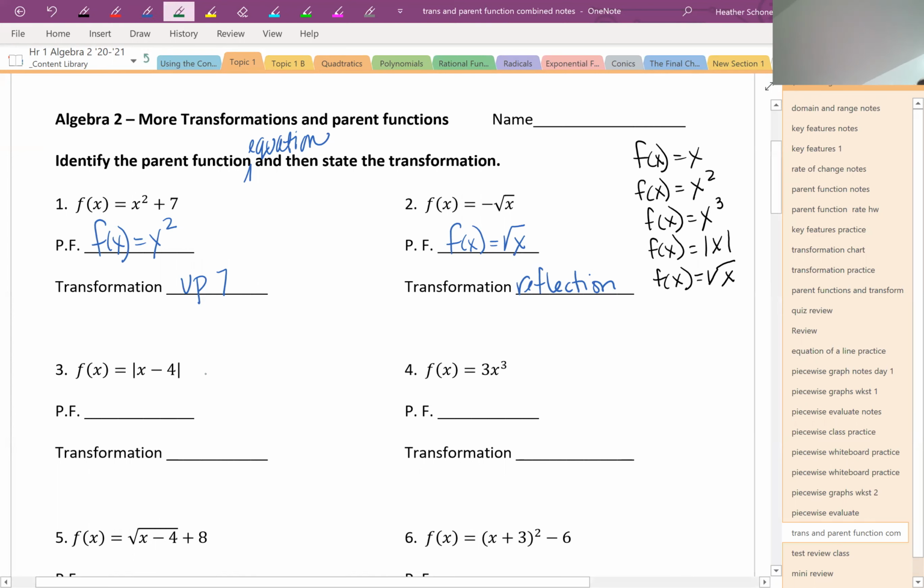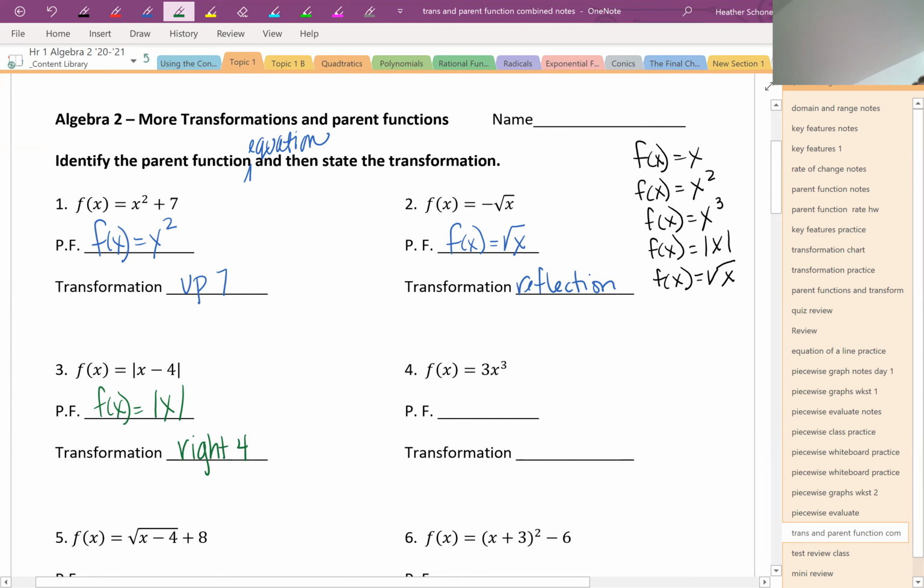So if you're looking at number 3, the one that closely matches that would be the absolute value of x. The transformation, this 4 is inside. When it's inside, it goes right and left, and it's the opposite of what you think. So this one is going to be right 4.